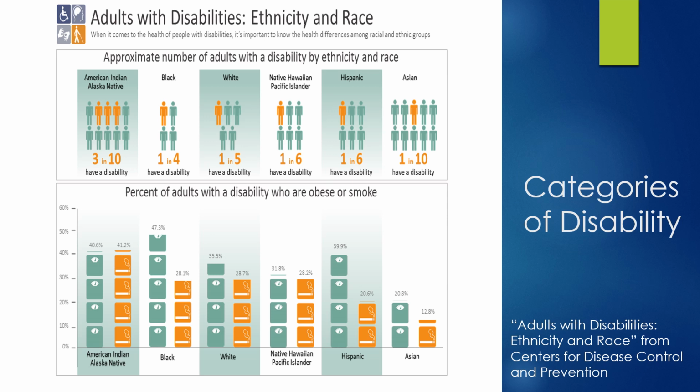As you can see in this infographic, disability is more common in Black Americans than white Americans, and those Black Americans are more likely to smoke and be obese. The healthcare inequities faced by Black Americans are exacerbated by disability status and vice versa.